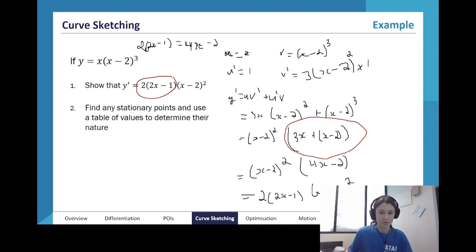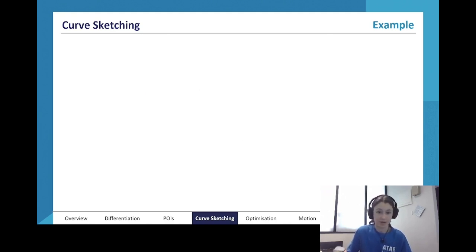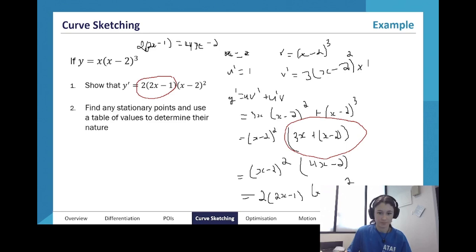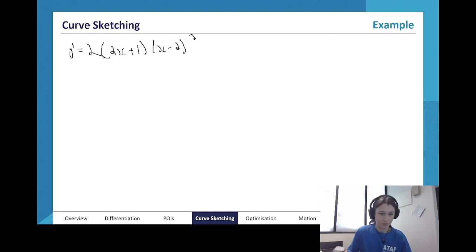Now, the tip that is inherent to this question that I was talking about, which is really important, we are going to get to now. And this is the purpose of this first step here. So now we need to find any stationary points and then use a table of values to determine the nature. So we're going to have our derivative being 2 outside of 2x plus 1, and then x take 2 squared. It's going to be take 1, sorry.